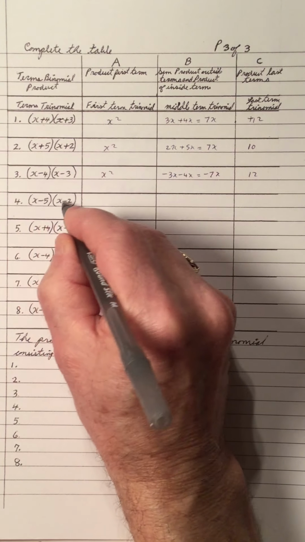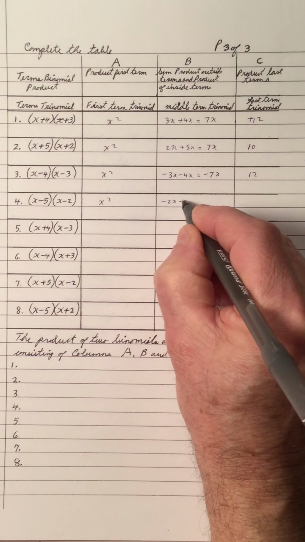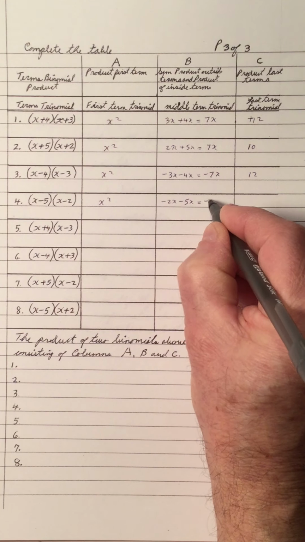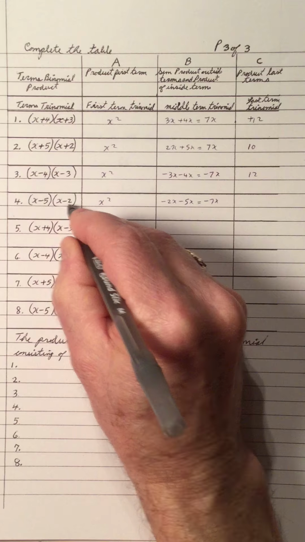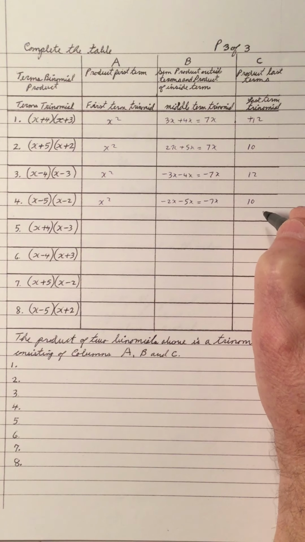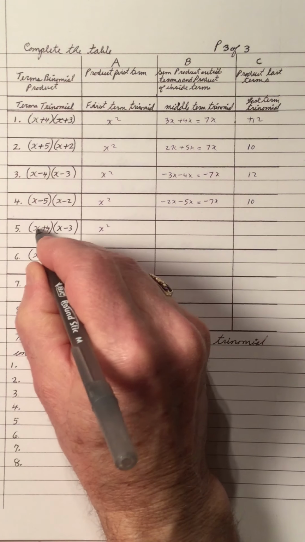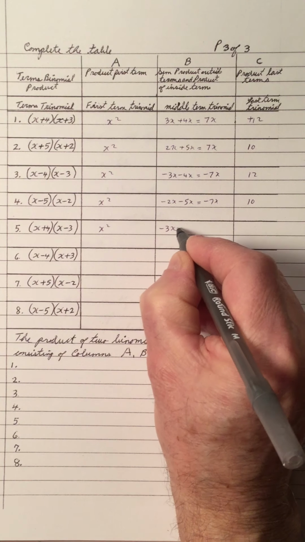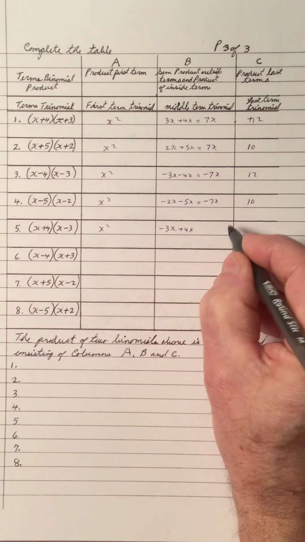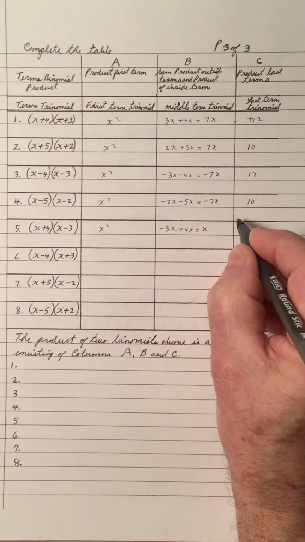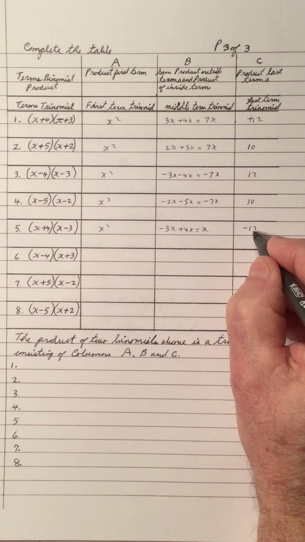Number 4, x times x is x squared. Outside, negative 2x. Inside, negative 5x. Add, you get a negative 7x. And the product of negative 5 and negative 2, when you multiply those two, you get a 10, and that's the last term in your trinomial. Continue. First terms, x squared. Outside, negative 3x. Inside, 4x. And the sum of those two is an x. And 4 times negative 3 is negative 12 when you multiply, and that's the last term in your trinomial.